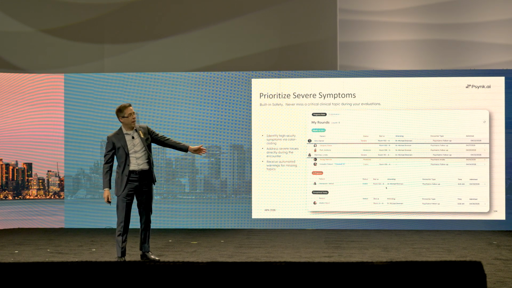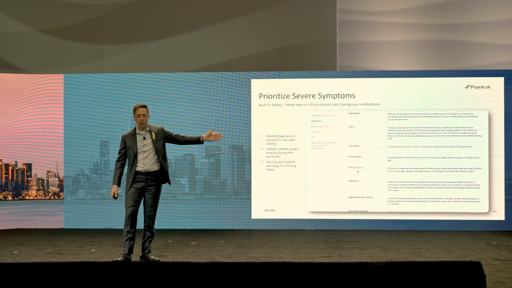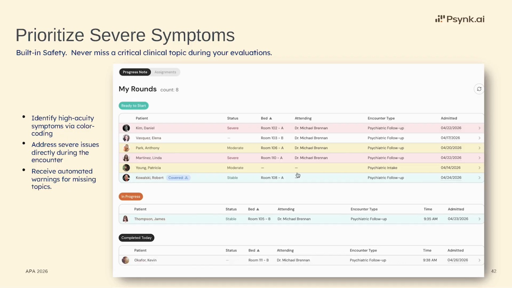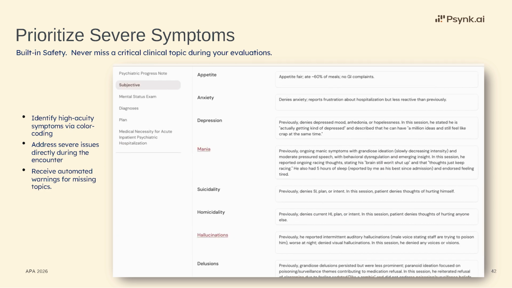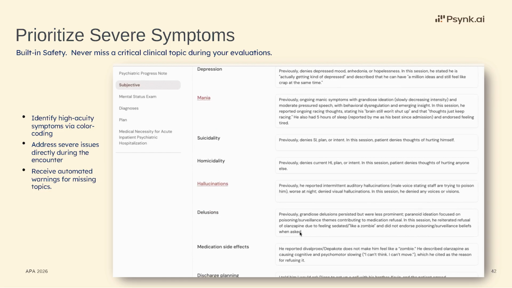And if you remember earlier, we had these patients who were color-coded by severity. Now, when I click on the patient itself, the reason why they're severe will also be read in the chart. So I know, is this because of suicidality? Were they agitated? Were they not sleeping? It's very clear from my note why they were severe, and so I can focus on that.